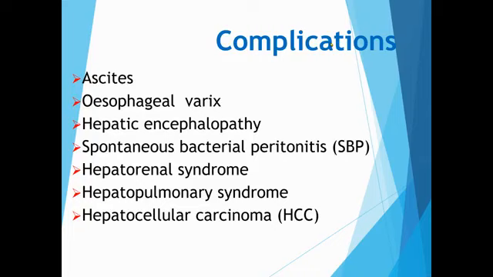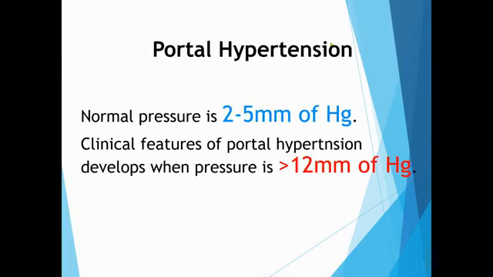The other two are hepatorenal syndrome and hepatopulmonary syndrome. Here there is renal and pulmonary dysfunction due to liver failure, where there is no intrinsic disease in kidney or lungs. It is due to liver failure. And some patients of chronic liver disease who have cirrhosis of liver, in course of time they develop malignancy, and this is hepatocellular carcinoma. So these are the complications of chronic liver disease.